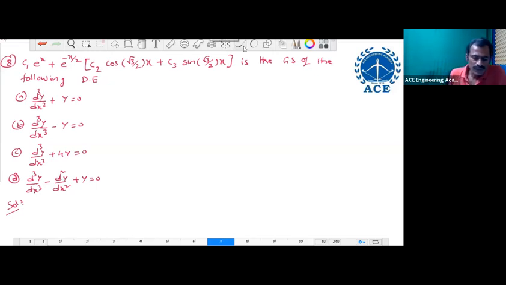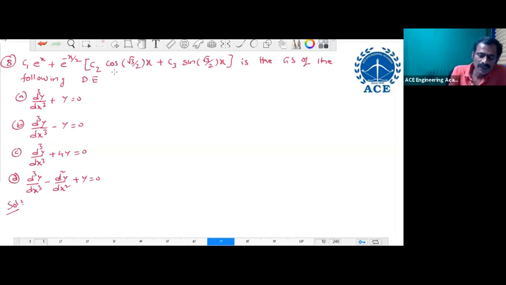Now, I tell you the difference. In the first 7 problems, a differential equation was given and it was asked to find the corresponding solution. But here, it is purely reversed to the previous 7 problems. Here the solution is given, and we are asked to find the corresponding differential equation.